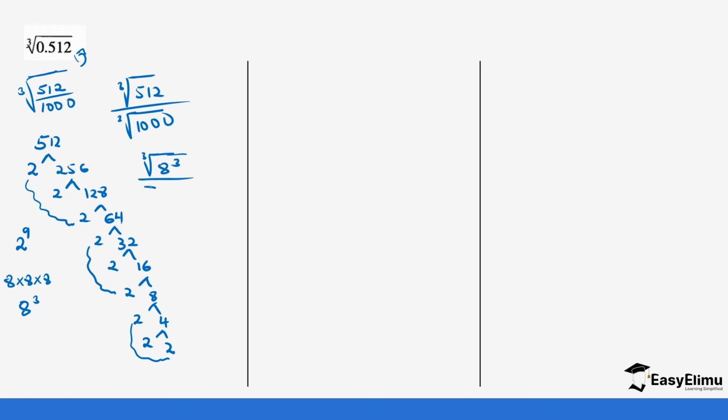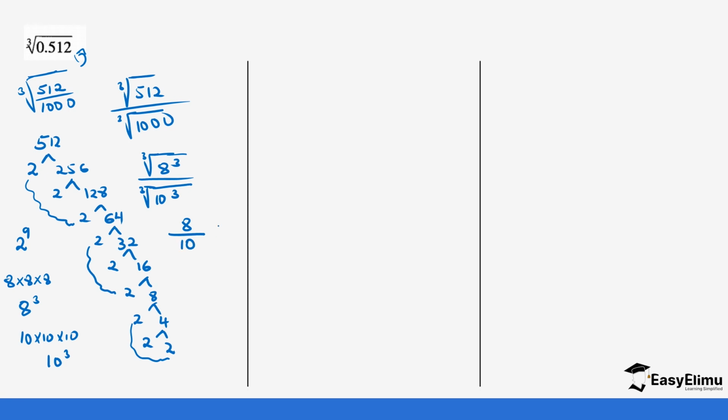And then the cube root of 1000 is the same as 10 times 10 times 10, which gives us the cube of 10. So it is 10 power 3. So the cube root of 8 power 3 becomes 8, while the cube root of 10 power 3 becomes 10.